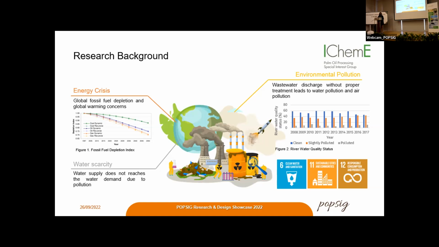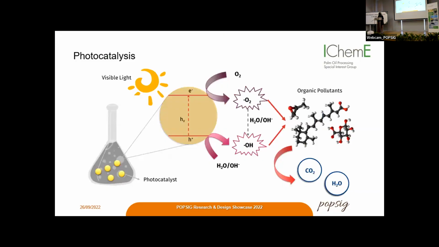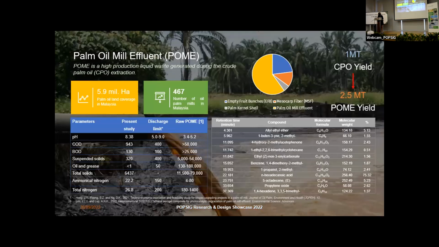In order to tackle fossil fuel depletion, palm oil has actually emerged as one of the clean biofuels as an alternative. However, the production of crude palm oil will accompany palm oil mill effluent. It should be highlighted that when 1 million tons of crude palm oil is produced, it is accompanied by 2.5 million tons of POME. This POME has a high COD and BOD, which is unfavorable to the environment.